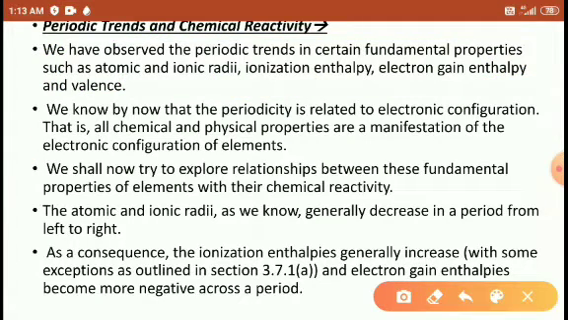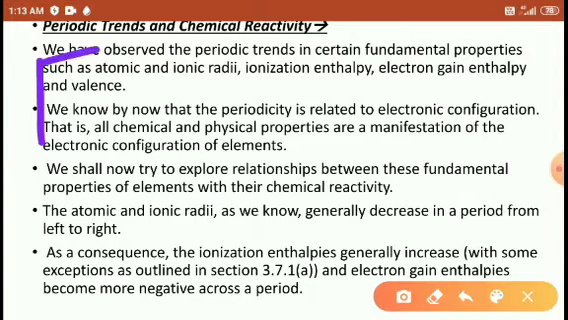Now periodicity is related to the electronic configuration; the chemical and physical properties are a manifestation of the electronic configuration of the element. We now try to explain the relationship between the fundamental properties of the element and the chemical reactivity. Right. So atomic and ionic radii, as we know, generally decrease in a period from left to right.